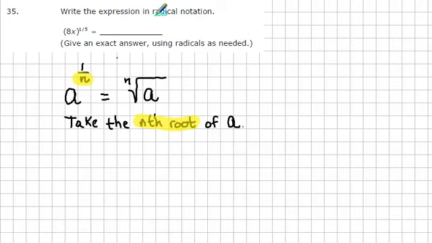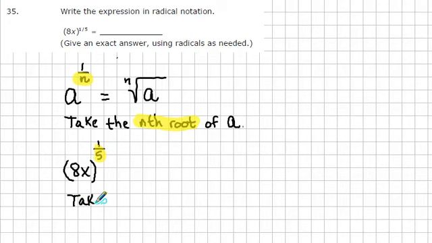So let's compare this with the expression that we've been given. We've been given the expression 8x raised to the power of 1 over 5. Notice that the denominator of the fractional exponent is 5. So this indicates that we'll need to take the fifth root of the base.